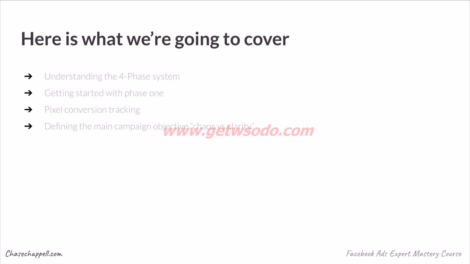Now here's what we're going to cover today. We're going to start off with understanding the 4-phase system, and then we're going to cover the motions we must go through to complete phase 1. Then we are going to cover the Facebook ad pixel conversion tracking and the proper way this should be set up. And then we're going to define the main campaign objective and cover chaos versus clarity. This is where all the information that we need later on is drawn from.